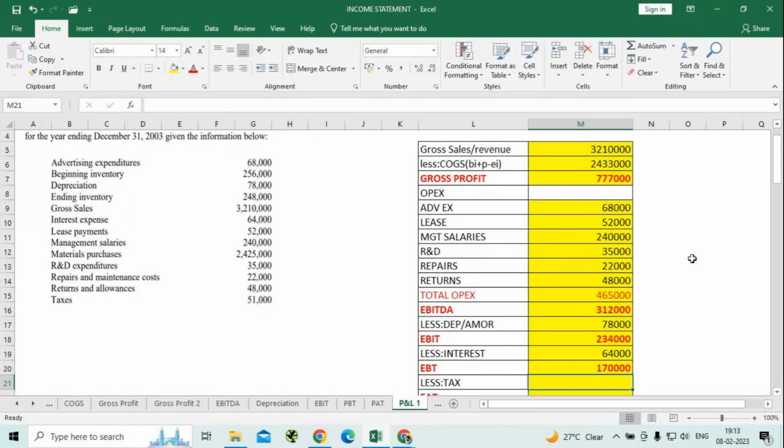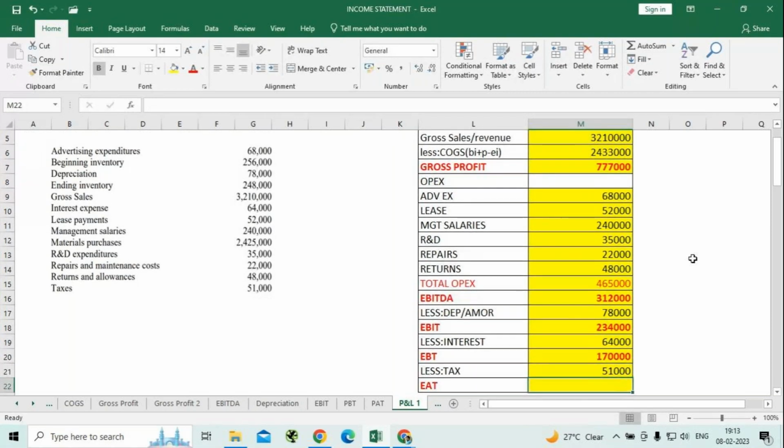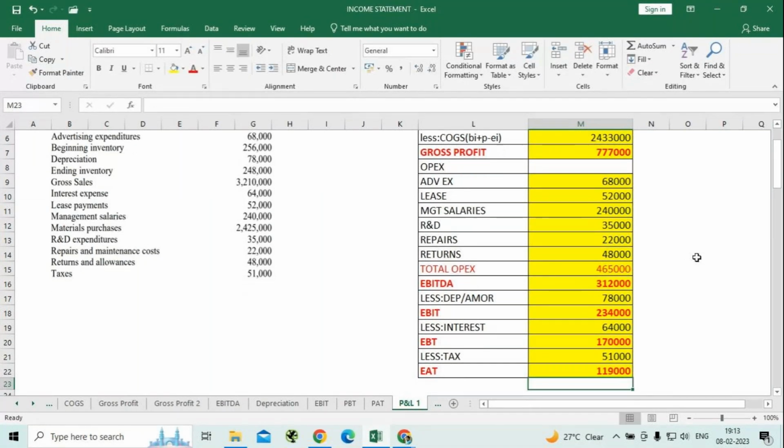Then the tax, do we have it? 51,000. And the EAT, or the profit after tax or net income, will be EBT minus the tax amount. So finally we are going to have a net profit of 1,19,000. Okay.